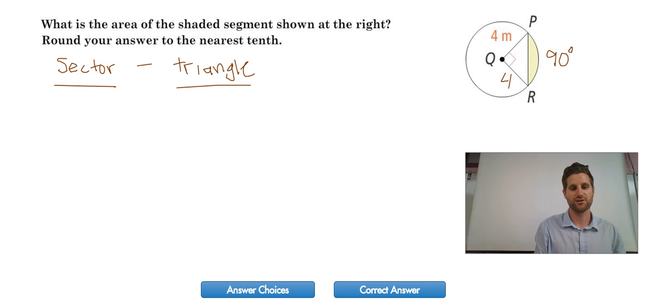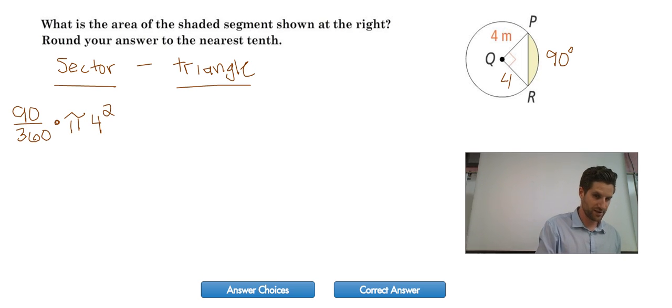So let's get started. The area of the sector, we're going to get 90 over 360. That's our arc measure, times pi r squared. In this case, we're going to get 4 squared. We're going to leave it in terms of pi to start, and multiply that by 4 squared, and we end up with 4 pi. And then we're going to subtract.